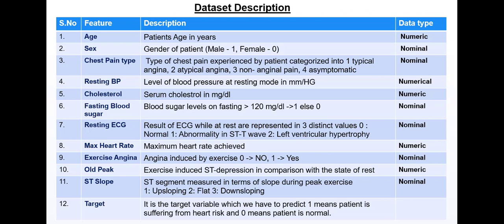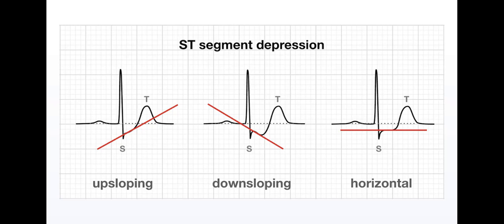So let me show you what is upsloping, flat, and downsloping. That will be more intuitive to you. So it is the ST segment depression, and as you can see, this one is upsloping, this one is downsloping, and this is horizontal or flat. According to many researchers and physicians, cardiovascular experts, when you do lots of exercise, if you are a normal patient, then your blood pressure level will increase. But if you are a heart patient, then your blood pressure level will decrease.